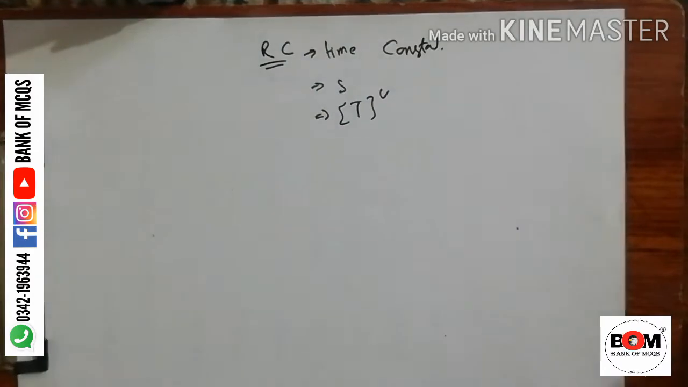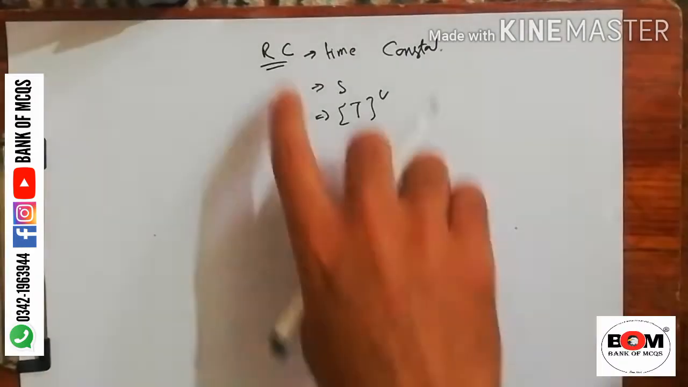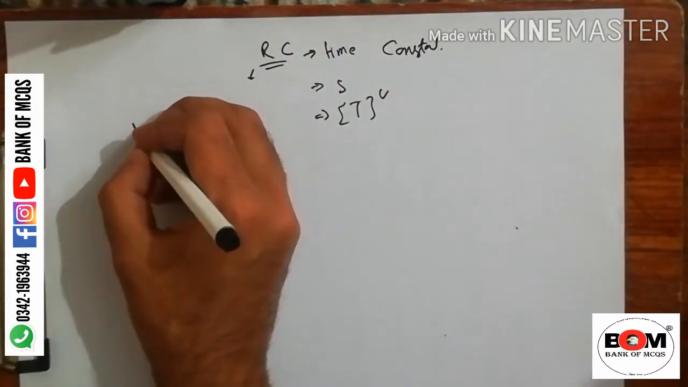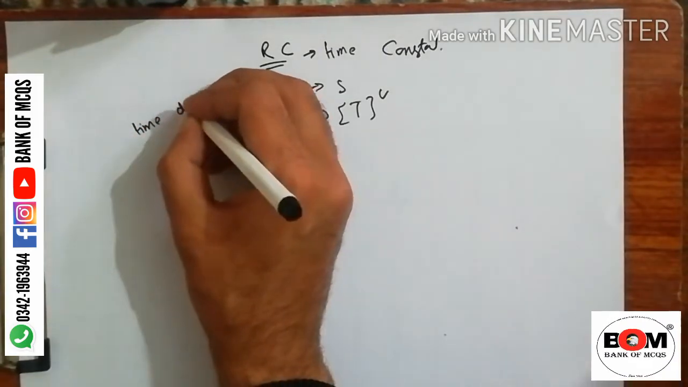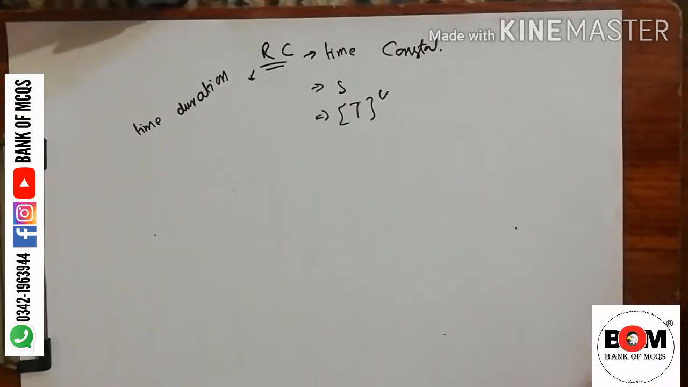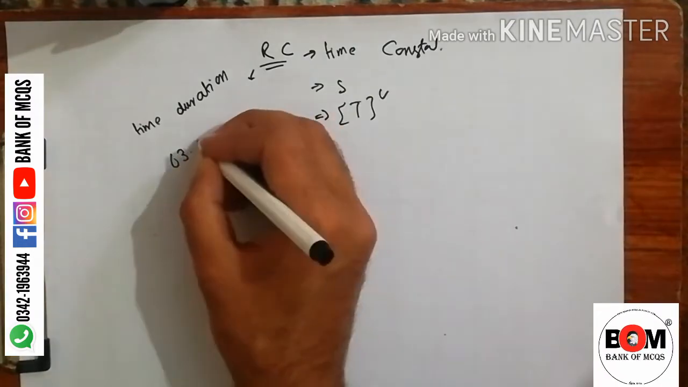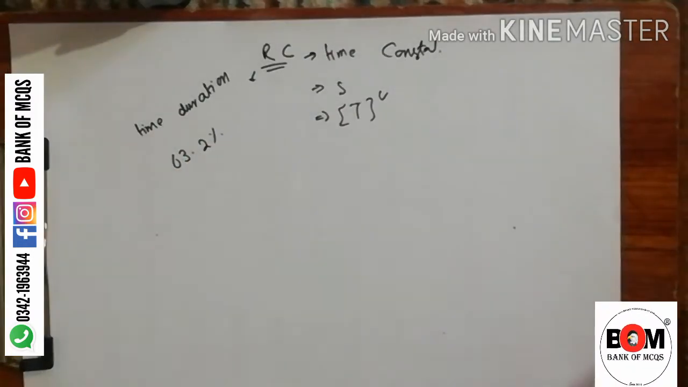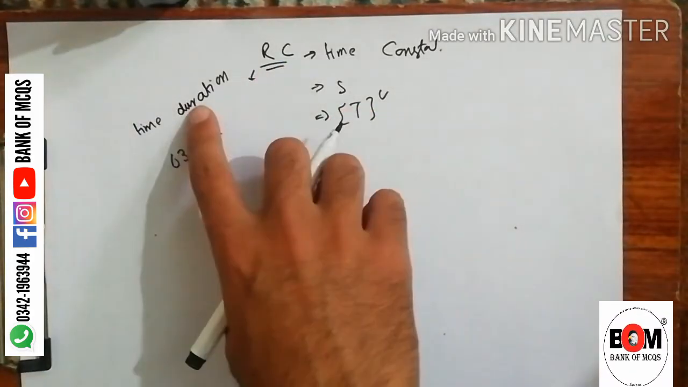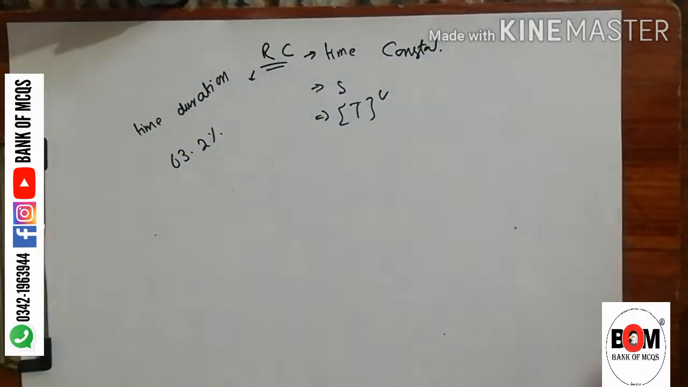Bear in mind that RC has the dimension of time, where RC is called the time constant, or the duration of time. It is the time duration in which a capacitor gets charged to 63.2% when the capacitor is charging. So that time is called the RC constant. RC is the time constant for which the capacitor charges to 63.2% of its maximum value.